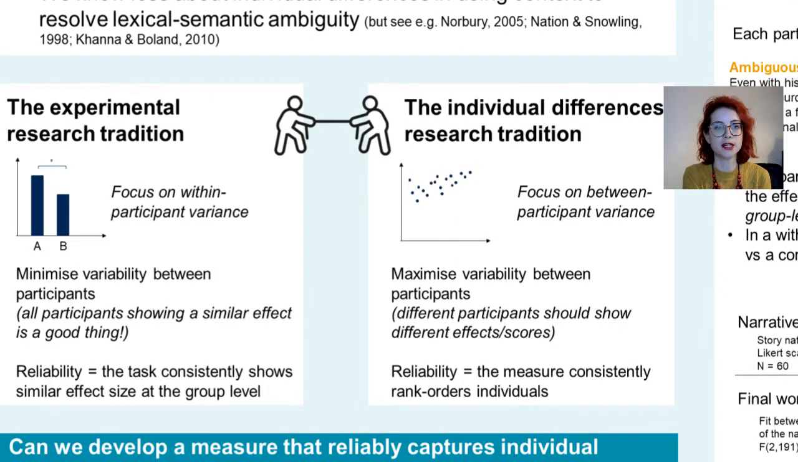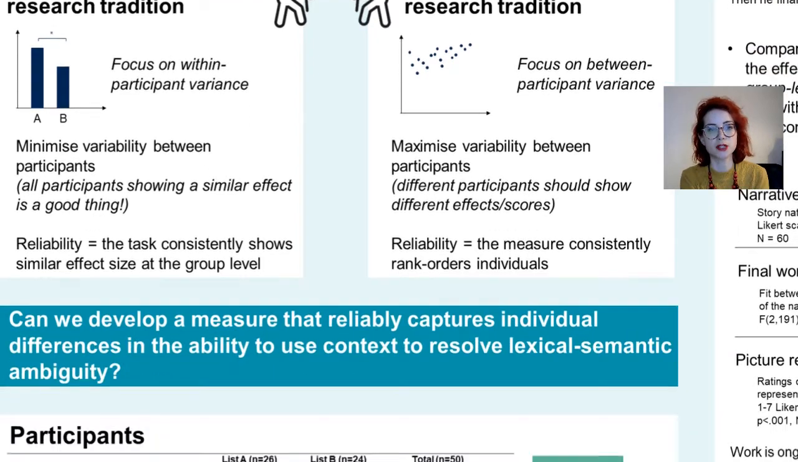The problem is, the experimental research tradition and individual differences approaches to research are in this tug of war where each is pulling us into a different direction. Experimental research is interested in within participant variance. On the other hand, individual differences research is interested in what distinguishes different people from each other.